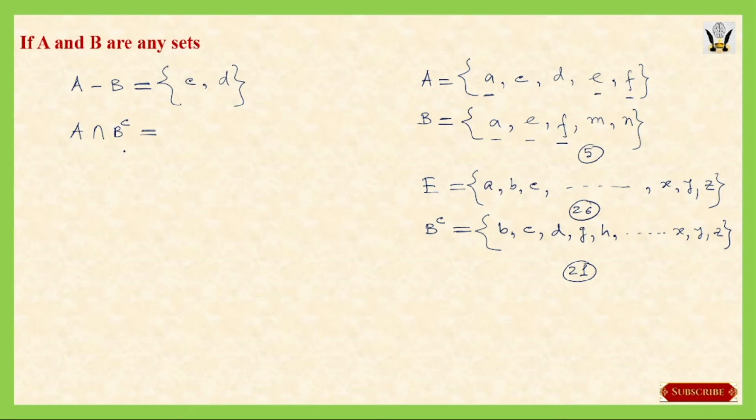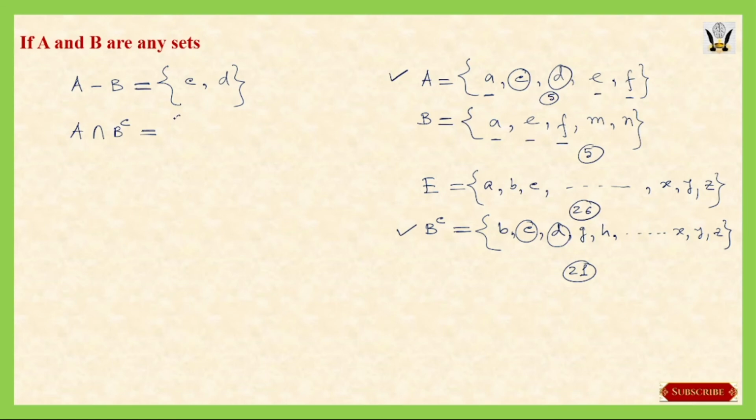Now if we perform the intersection between A and B complement, intersection means we will consider only the common elements between A and B complement. So between A, which has 5 elements, and B complement, which has 21 elements, we have to find the common elements. Here A is not common, C definitely is common. So C is common between A and B complement. Also D is common between these two sets. And B complement doesn't have E and F, rather it has G, H, and all other elements excluding M and N. So between A and B complement we have only 2 common elements, which are C and D.